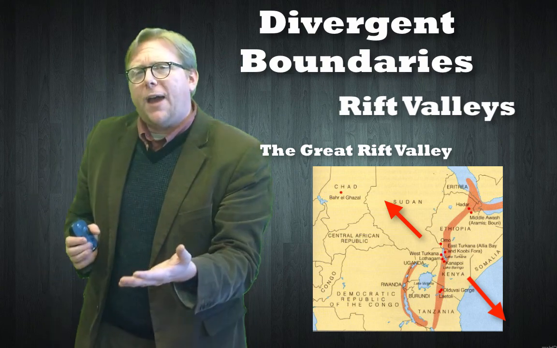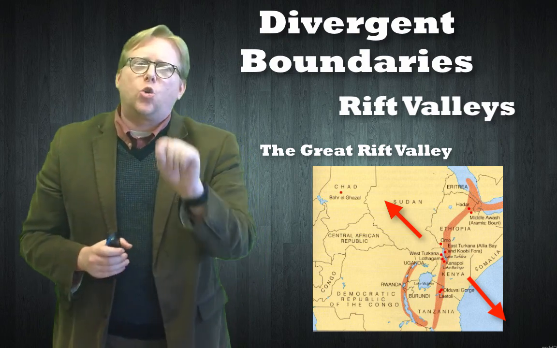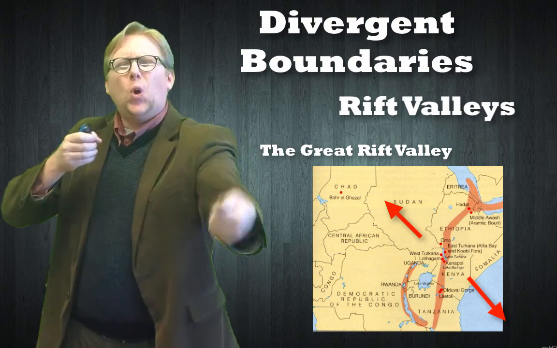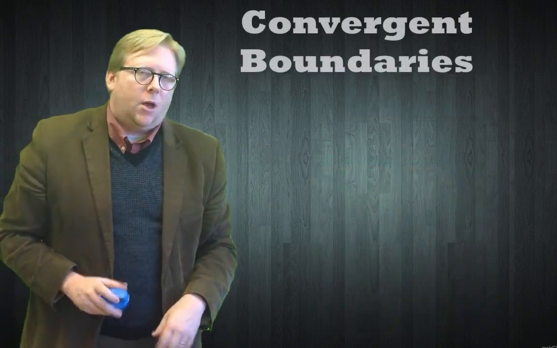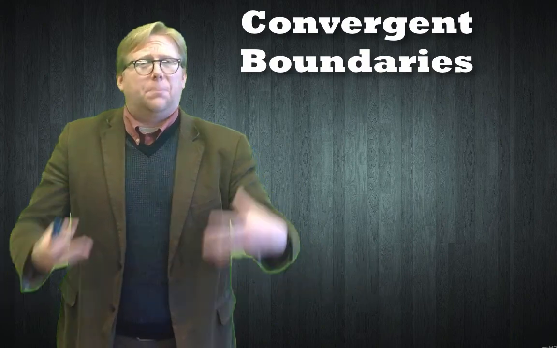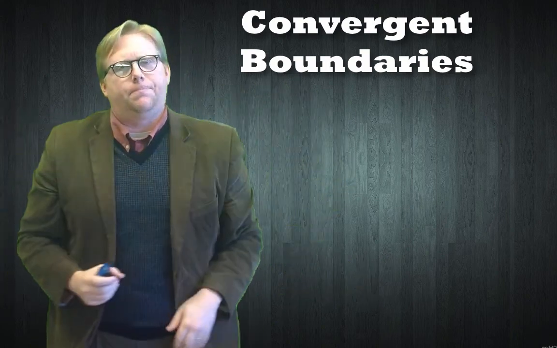And here in the Great Rift Valley, you would find lots of volcanoes and earthquakes, and it's all because the crust is really thin because it's being pulled apart at a divergent boundary. Well, sometimes though, the continents, the plates, the pieces of the ocean aren't being pulled apart, they're being pushed together.